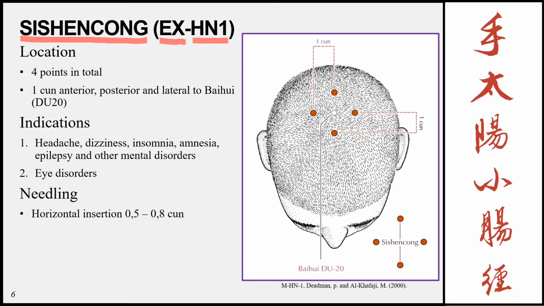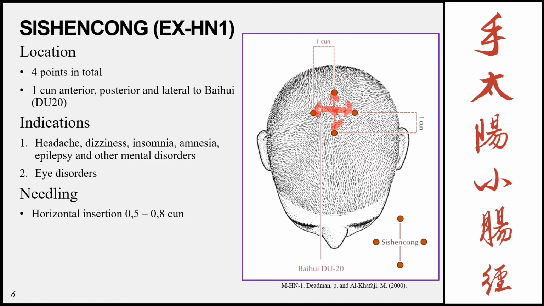So Zi Shen Kong consists of 4 points in total, and they are 1 Tsun anterior, posterior, and lateral to Bai Hui, Du 20. So as you can see, here's the first point. This point is anterior to Du 20 in this direction. That's the first point. Then there's the 2 lateral on either side, here and here. And the final point is 1 Tsun posterior to Du 20 over here. So remember, even though this is one name, it's actually for 4 individual points.